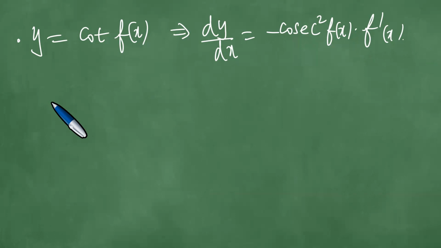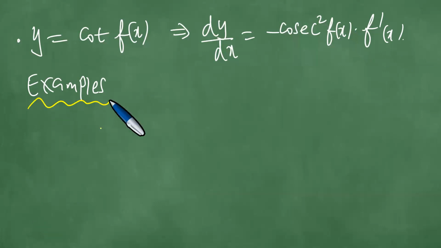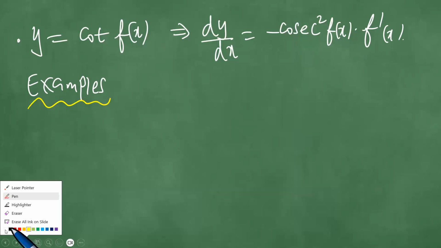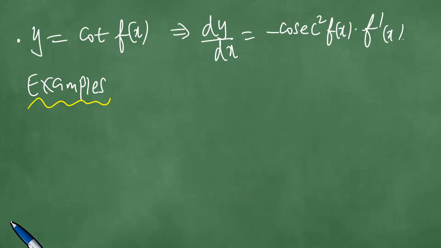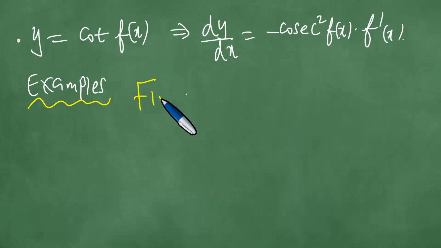Next, let's look at some examples of this. Let's look at some examples of this. Right, so we're asking the question here to say find dy dx.